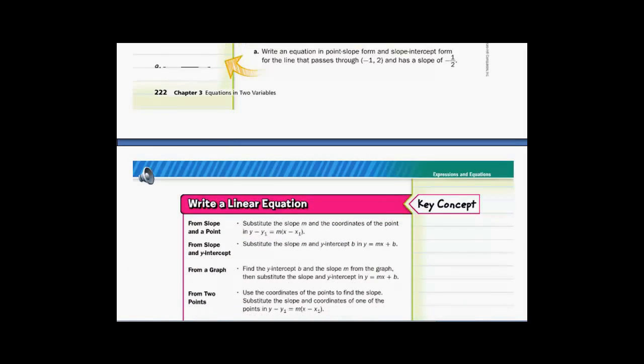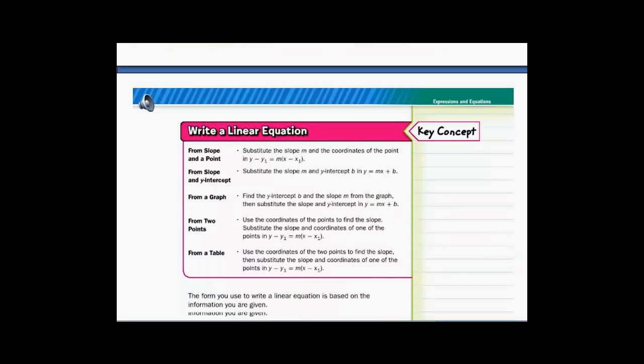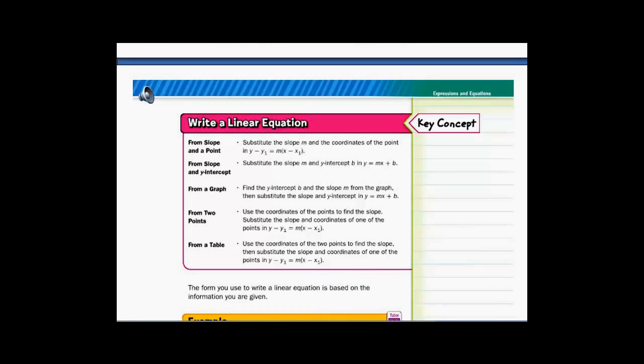Write a linear equation. So we've got from slope and a point, which you can make from the slope intercept, which we've talked about. You could do slope and y-intercept, so that would be the y equals mx plus b. That's your slope-intercept form. You could do from a graph. You could also get from 2 points, so you could find the slope from 2 points. That's our slope formula. Or you could use a table.